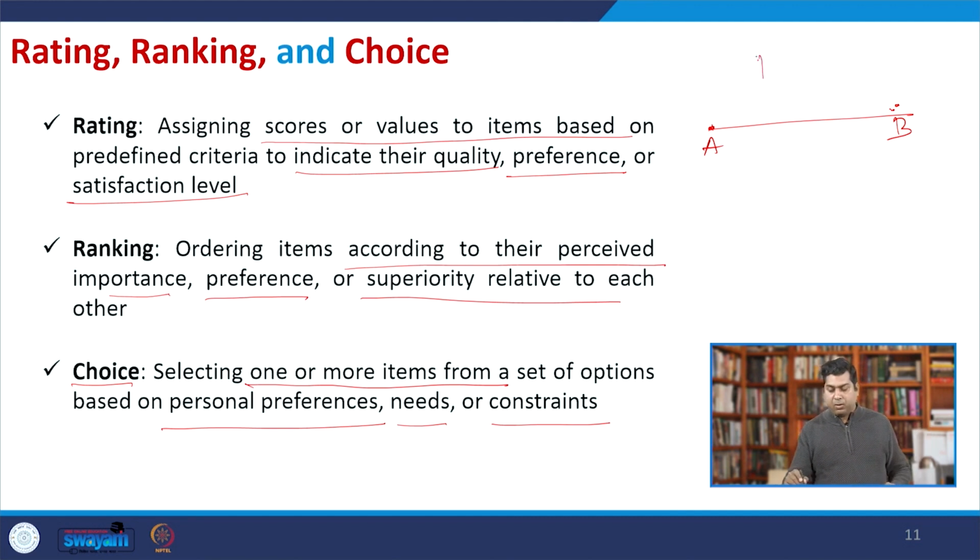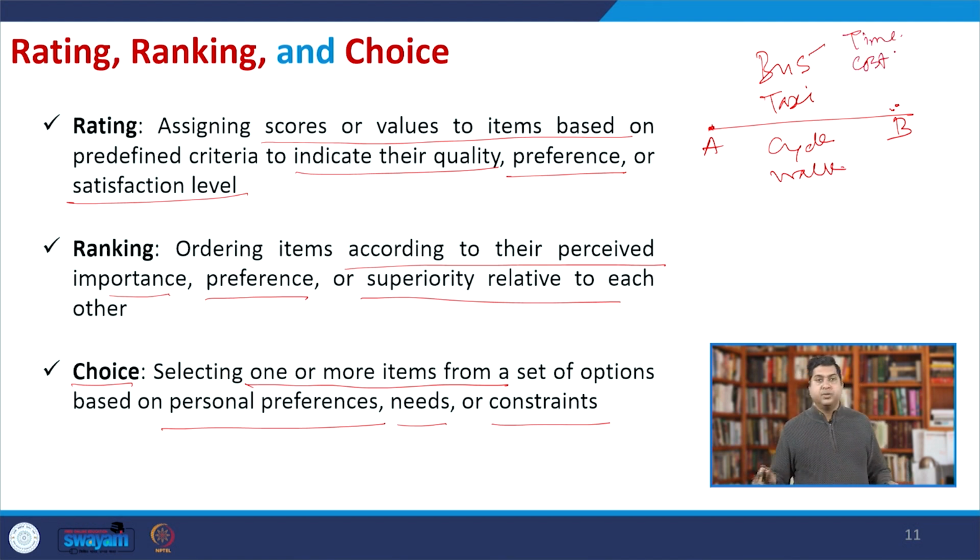So you have the option of bus, taxi, cycle, walk, and for each of them I am giving you the time that it will require and the cost. So based on time and cost function, definitely you may have a different priority.